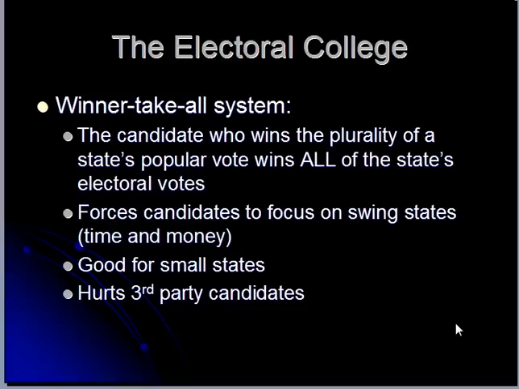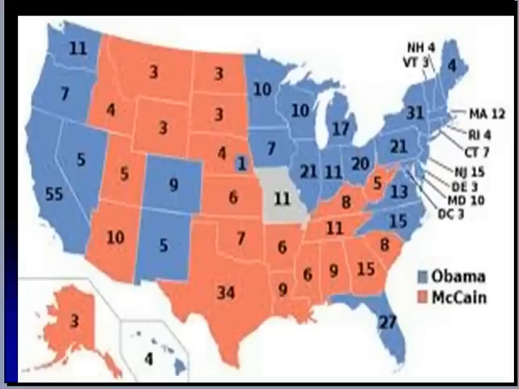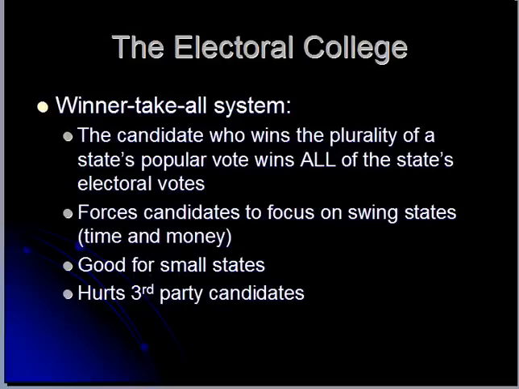Now, the way that we award the electoral votes by state is through a winner-take-all system. The candidate who wins the plurality of a state's popular vote wins all of the state's electoral votes, with one exception. I'm going to go back to 2008's map, and you can see here that there's one mark here in the state of Nebraska for Barack Obama. That's because they go by vote totals in congressional districts in the state of Nebraska for some of the electoral votes, and Barack Obama was able to pick up 1 electoral vote that way.